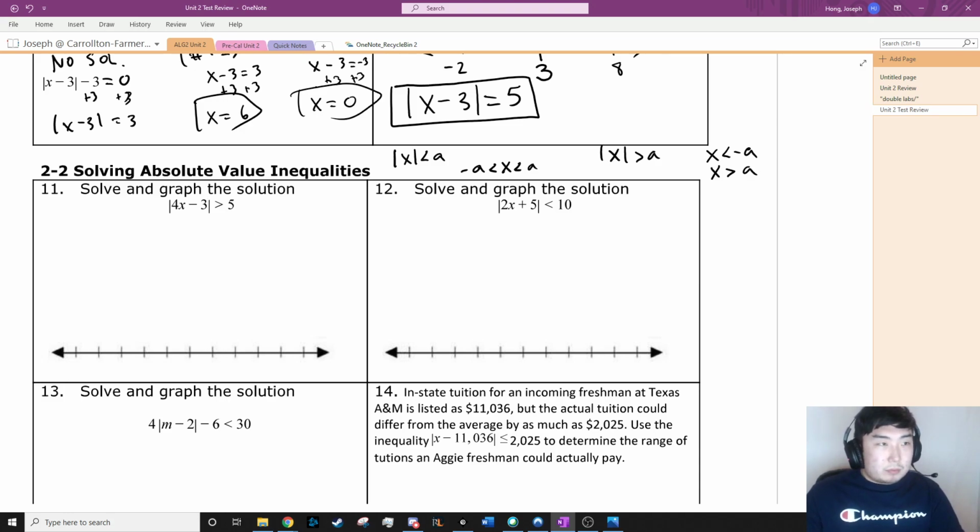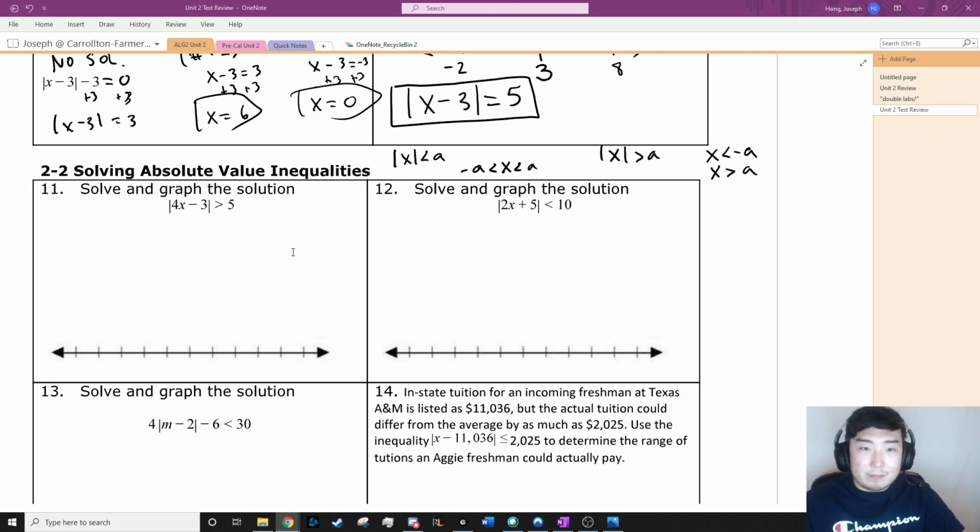So our steps still apply, where we do the same steps as 2-1, which is get the absolute value alone, which is done. So step 1 is done. Step 2 is to make the positive and negative version. And this is where step 2 is different from 2-1 and 2-2.